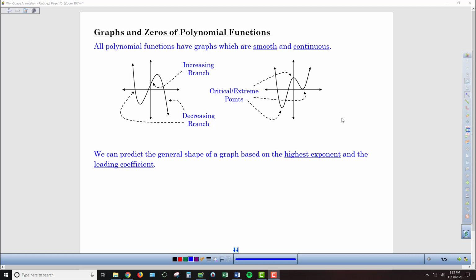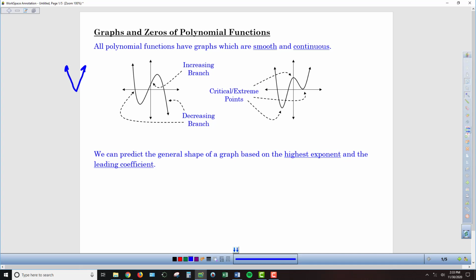Graphs of polynomial functions are smooth and continuous. Smooth in that they don't have any sharp changes in direction. They're not like V shapes like the absolute value graphs that we looked at before, but they're always curved in nature, along the lines of a parabola, but maybe with more changes in direction.